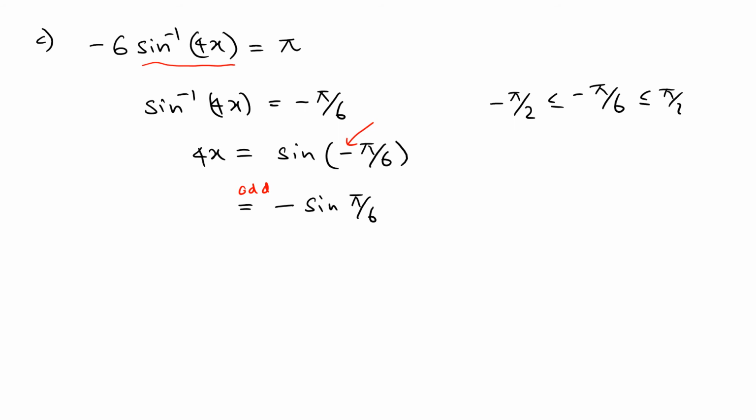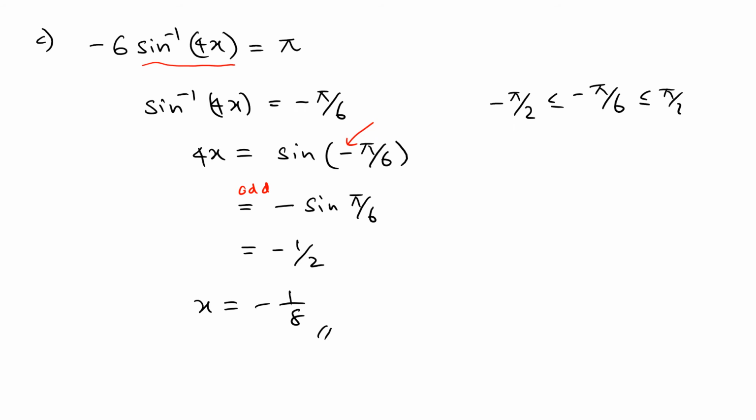Now from the common tables, we can find the value of sine pi over 6. We know that this is one of the common values, so this is negative 1/2. The reason is sine pi over 6 is 1/2. Now we divide by 4, so you can see x equals negative 1 over 8. So that's how we solve for x.